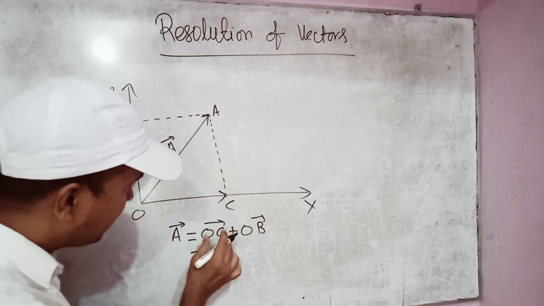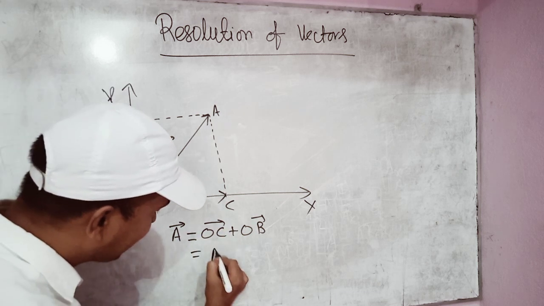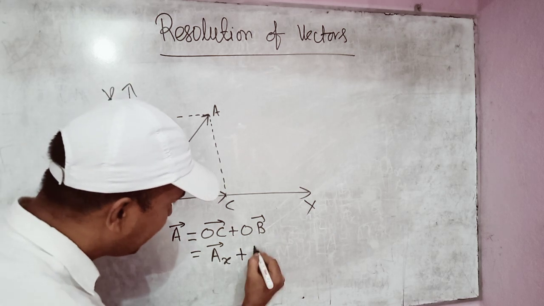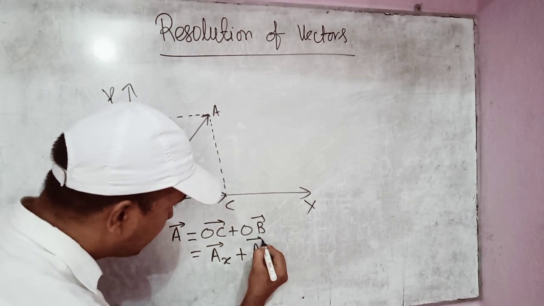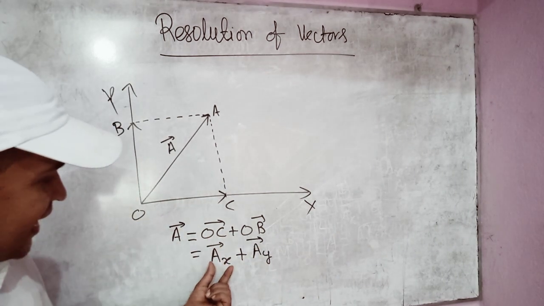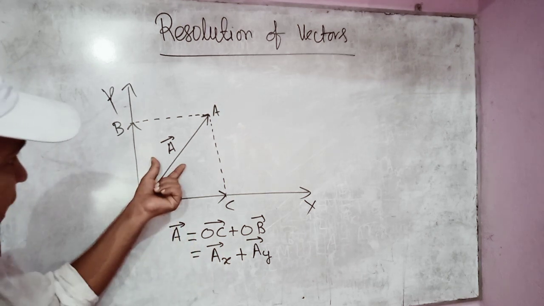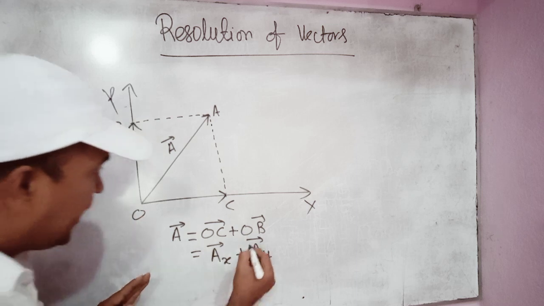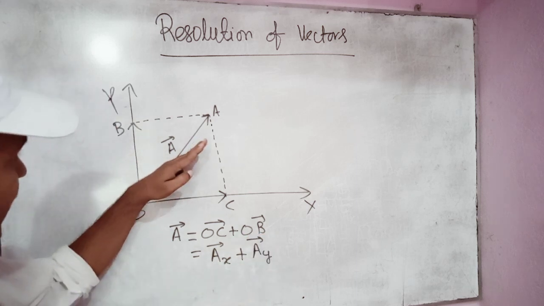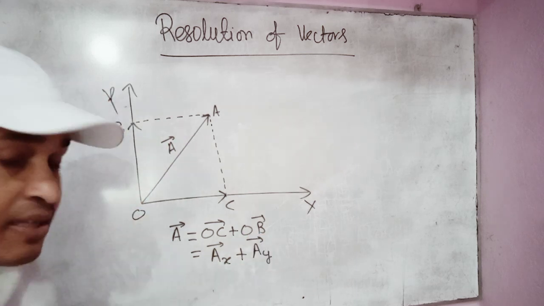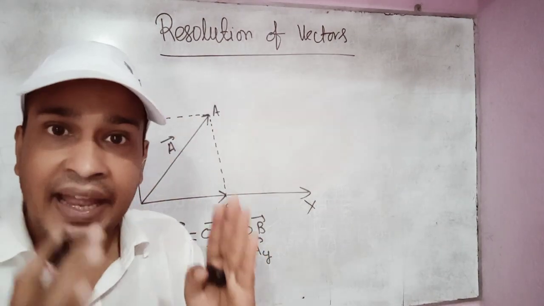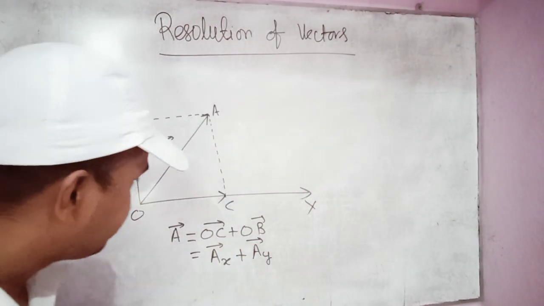So we name the vector OC as Ax and vector OB as Ay. Here vector OC, which is Ax, is the component of vector A along the x-axis, and Ay or OB is the component of vector A along the y-axis. Hence, here we resolved vector A along the x and y axes.